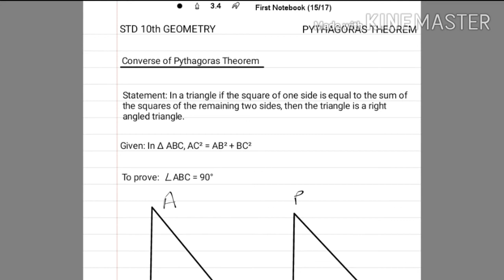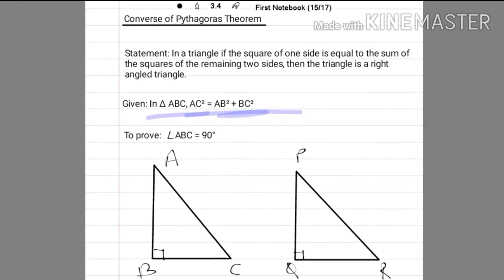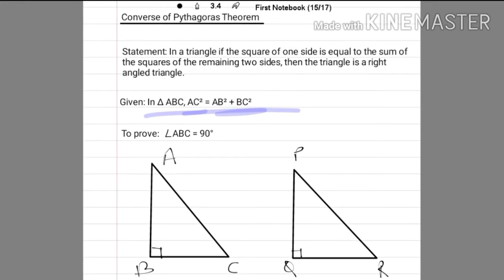So the statement is, in a triangle, if the square of one side is equal to the sum of the squares of the remaining two sides, then the triangle is a right angle triangle. Now it is not given here that it is a right angle triangle. It is any triangle in which they have given that the square of one side is equal to the sum of the squares of the other two sides. So basically they have not given us a right angle triangle, and they have given this statement, okay? And what we have to prove is that the triangle is a 90 degree right angle triangle. So we have to prove that angle ABC is equal to 90 degree.